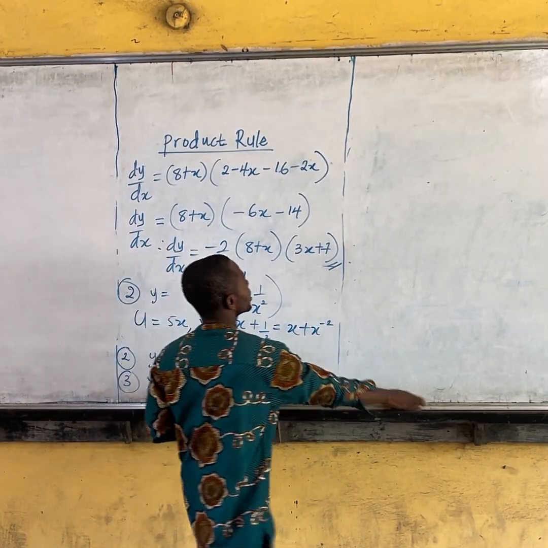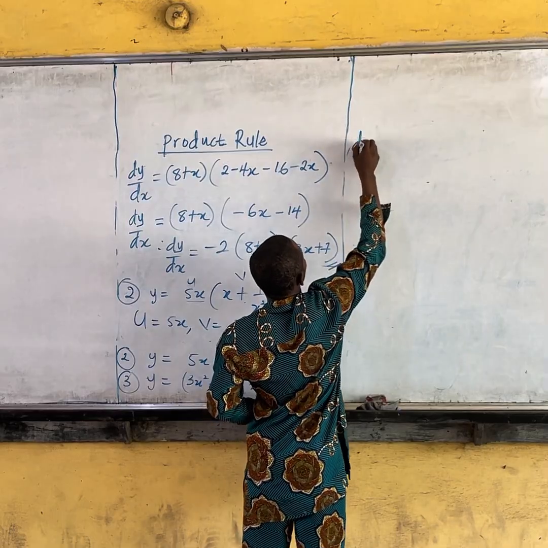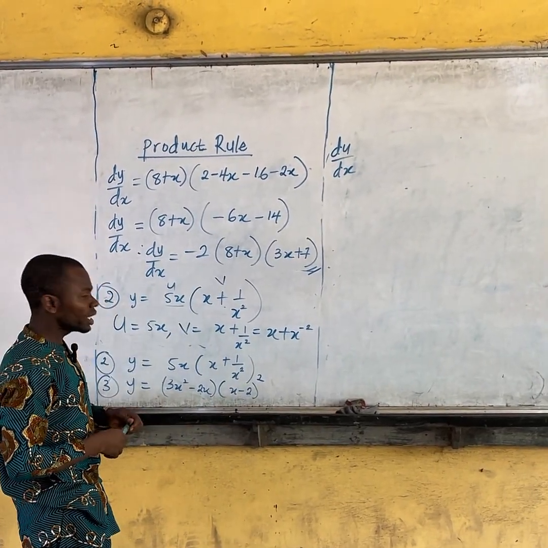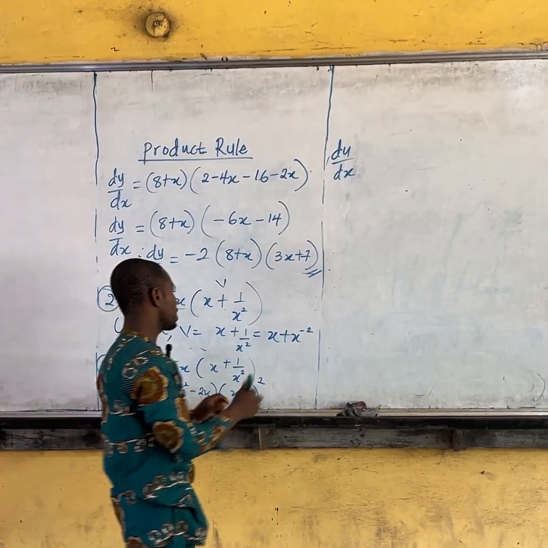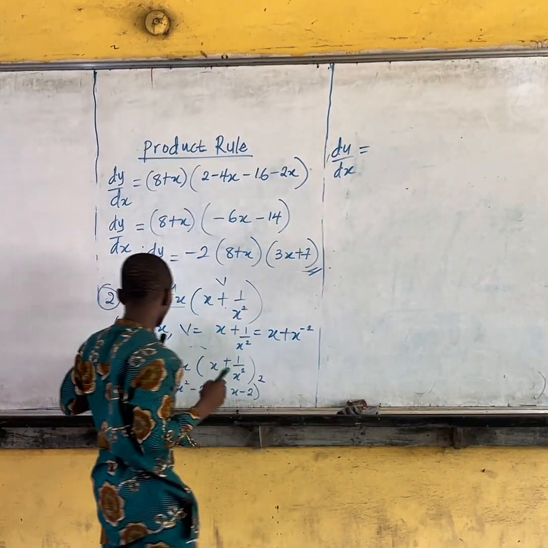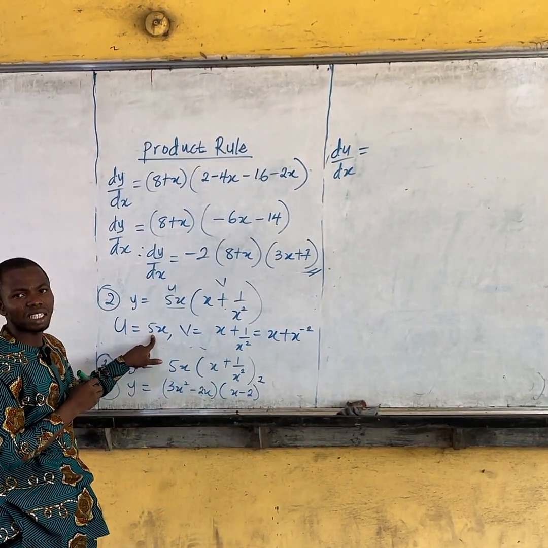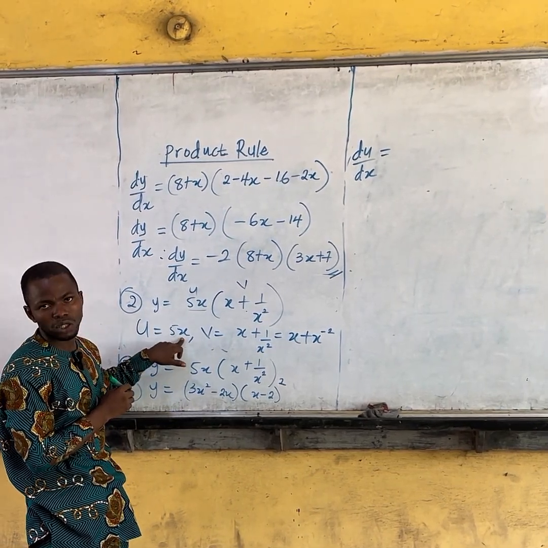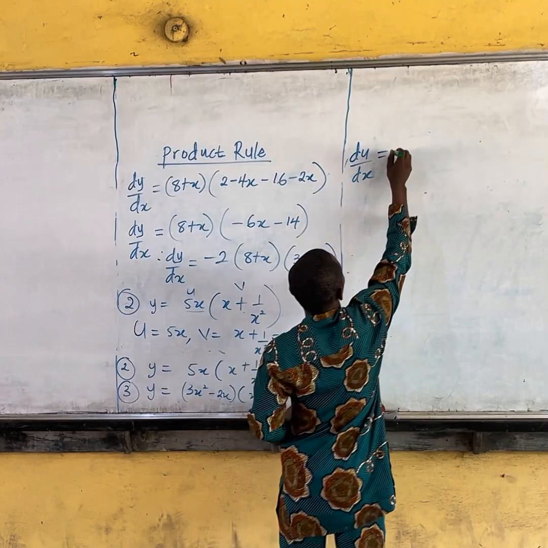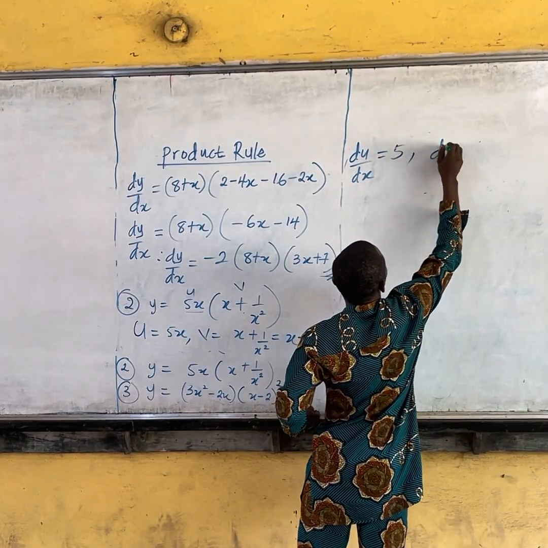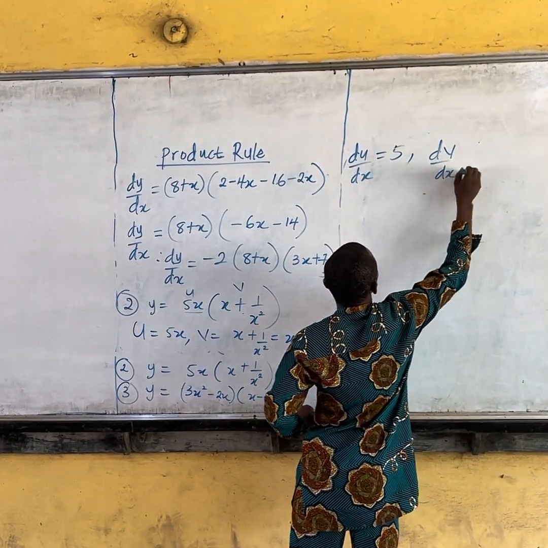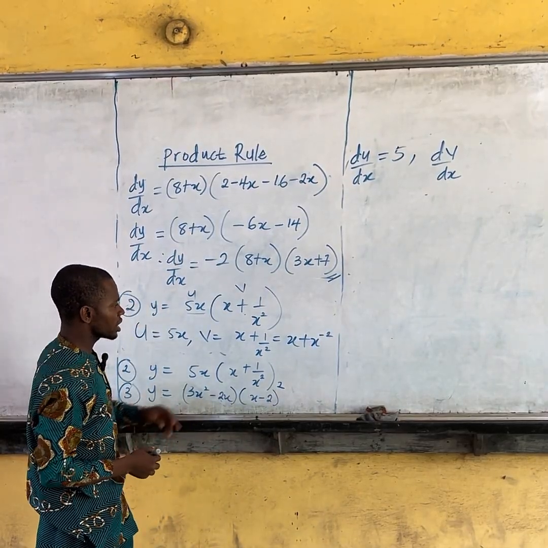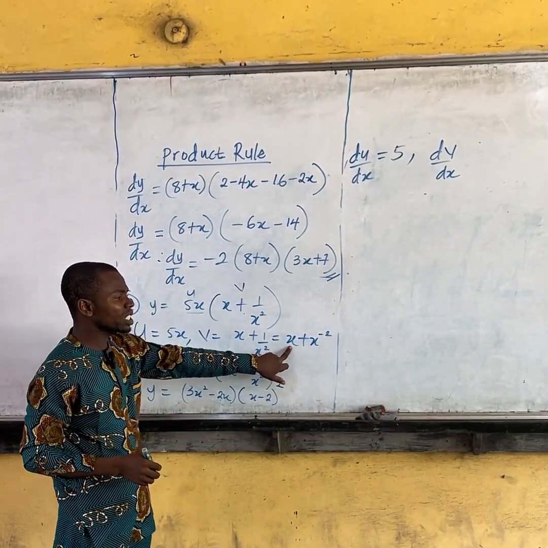From here, I will now say du over dx. Because in product rule, you have to generate du over dx and dv over dx before you can solve it. So I'm differentiating u here with respect to x. If I differentiate u, it will give me 5 because differential of x is 1. 5 times 1, 5. For the other one, I will generate dv over dx, which means I'm differentiating v with respect to x. If I differentiate x, it will give me 1.